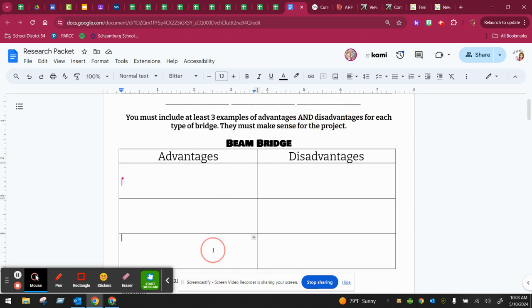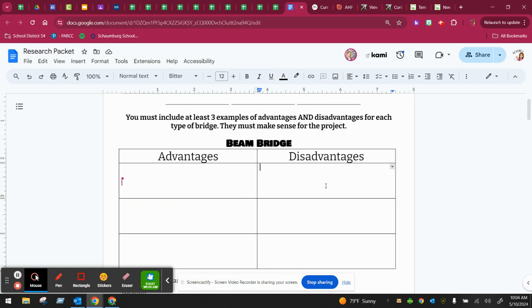When you list your advantages, they will come underneath the heading advantages. They need to be things that we are really worried about in this project. Same with disadvantages. You're thinking about strength, support, flexibility. Is it expensive? Does it take a lot of time to make? That's what you're looking for with your advantages and disadvantages.